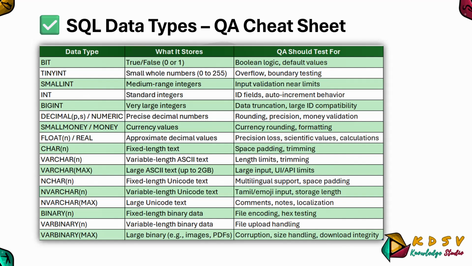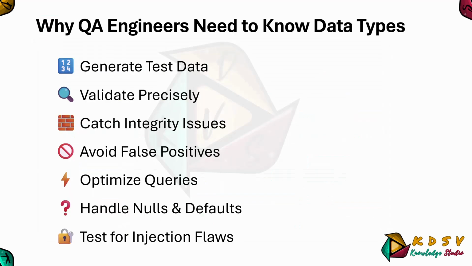Maybe someone will ask, why do QA engineers need to know all these SQL data types? Here are some of the answers. You can generate accurate test data if you know the exact data type used for those tables and columns, and this helps catch issues like string truncation, precision loss, or overflow errors before they reach production. And validate precisely. If you do not know the difference between datetime versus date, you might write the wrong assertions and miss the time related bugs.